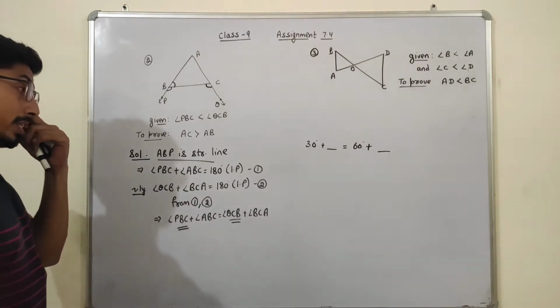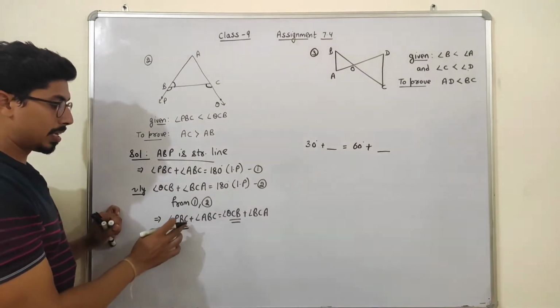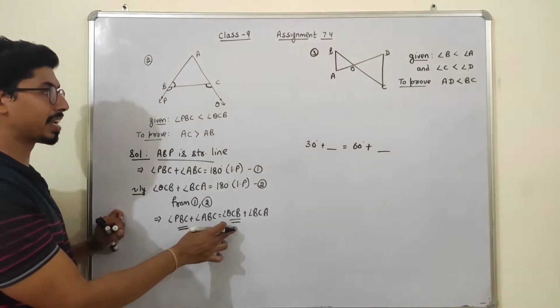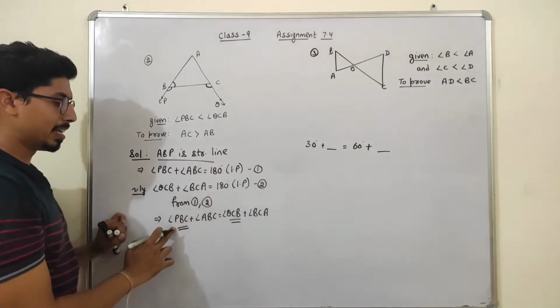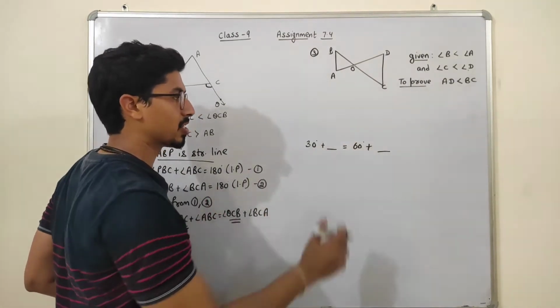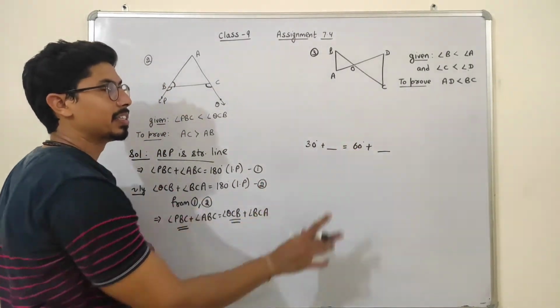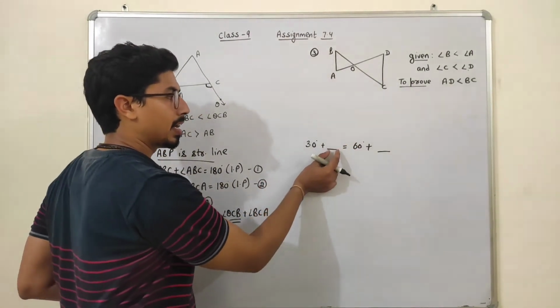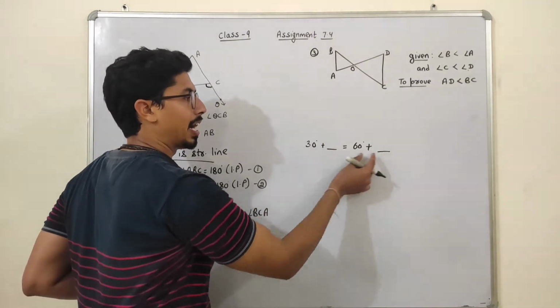Okay, see students, this angle is smaller than this angle. Angle PBC is smaller than QCB. So I just take it as 30 and this as 60, but I don't know this angle.